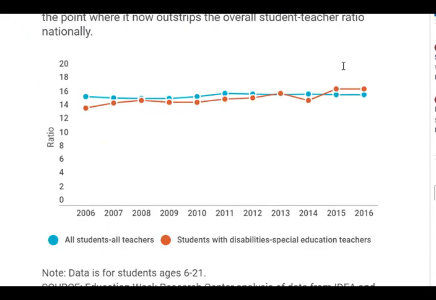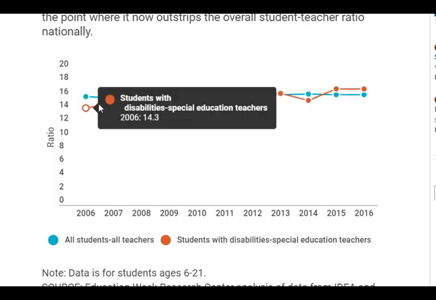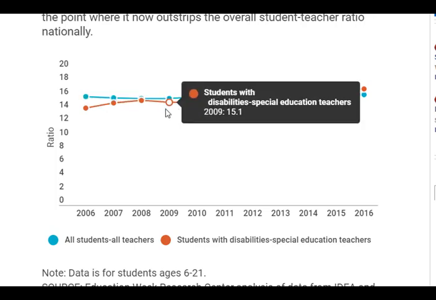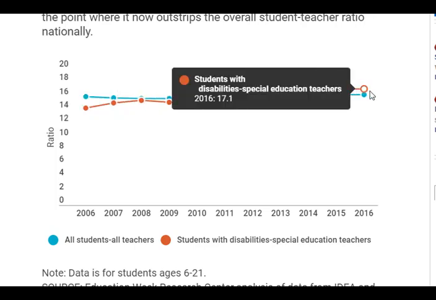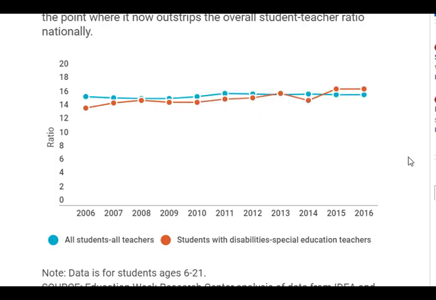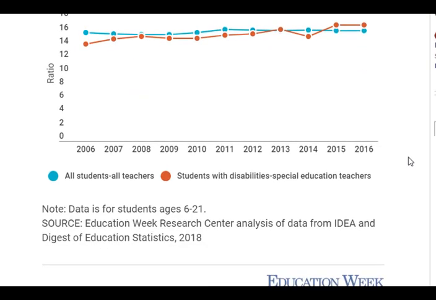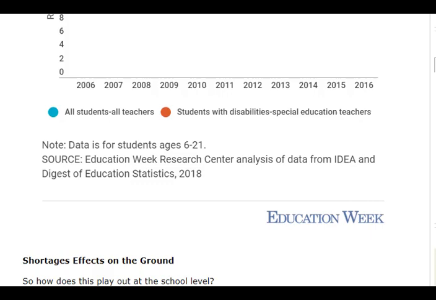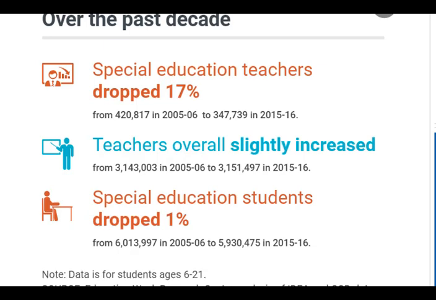Here's an example of a little chart where, back in 2006, there were enough teachers to cover the students with disabilities. The trend as of 2016 is actually going the other way, where the ratio of students with disabilities to teachers is growing, meaning it's important to develop more of those skilled teachers. In the last decade, ending in 2016, so it's not so current, but still, special education teachers dropped 17%, while special education students dropped only 1%.